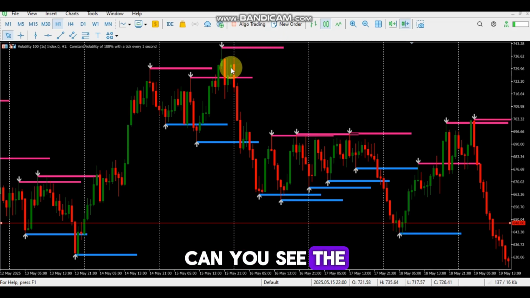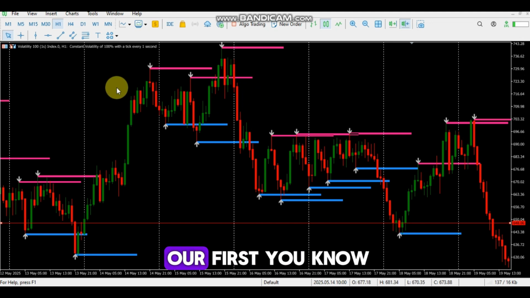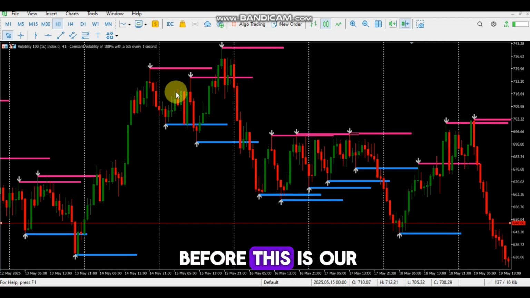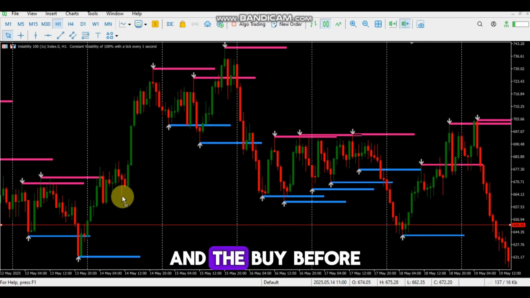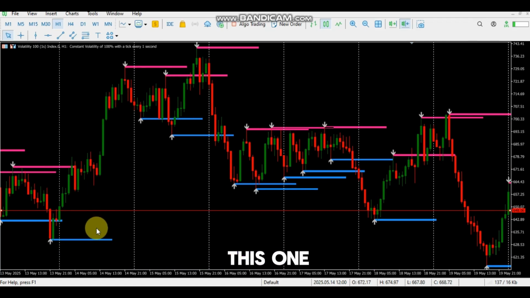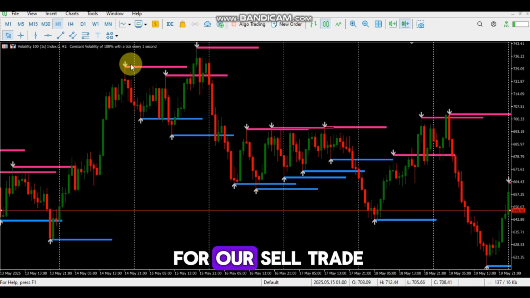Can you see the market wants to be trending down? Can you see the buy level is now coming down, which means this is our first. We were trading buy before, this is our previous buy, and the buy before that one is actually this one, which means we are making use of this one this time to look for our sell trade.